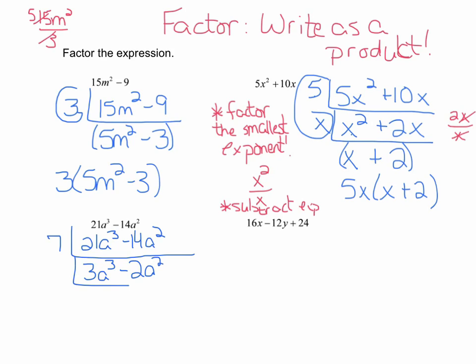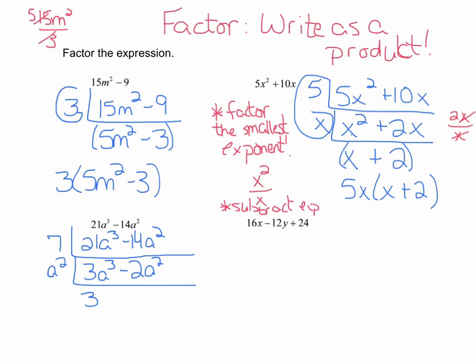Now look at my variables. A cubed and a squared. Are there a's in common? There are. What's the smallest exponent? A squared. I can't take 3 a's when there's only 2 there. So I'm going to take a squared out. Okay. Now, a squared into 3a cubed. The 3 is just going to tag along.